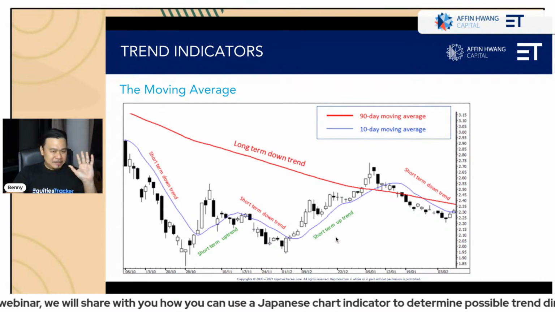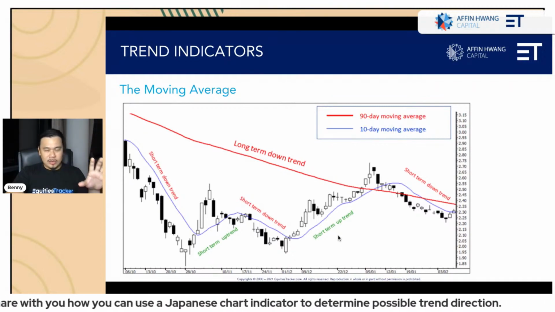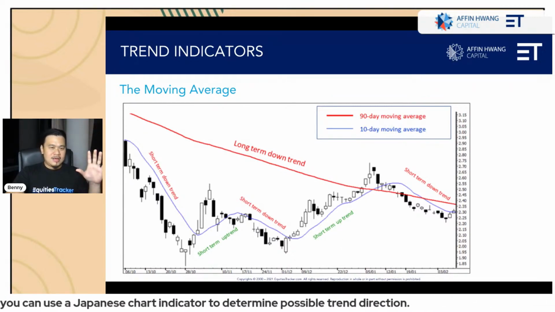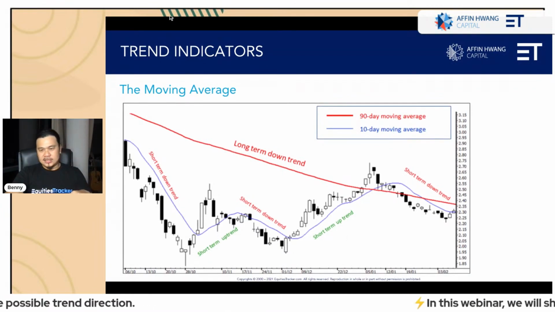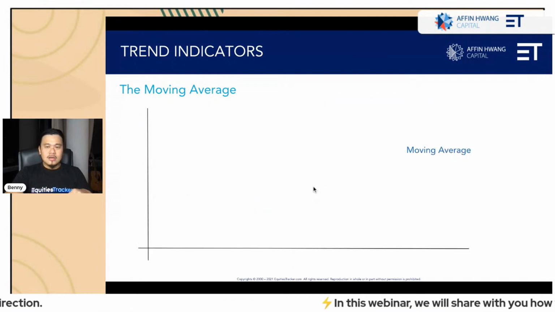This is just the basics, because later on when we look at the other indicator I'm going to show you, it also evolves around the average. So I need to make sure that you understand the average first.